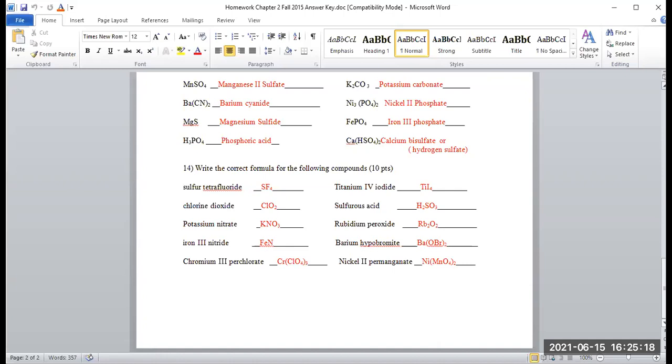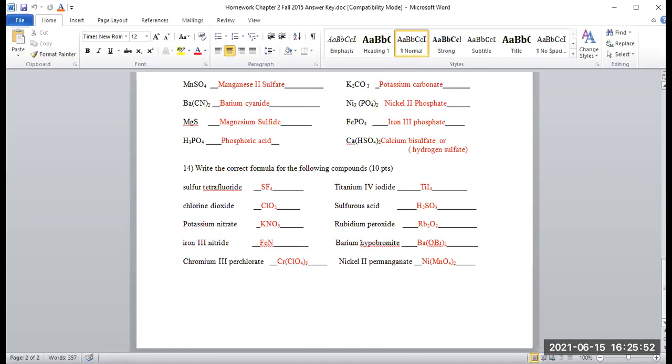Sulfur tetrafluoride, the tetra is your indication that there are 4 fluorines. Chlorine dioxide, the di being the indication for 2 oxygens. Potassium nitrate, it can't be just a K and an N, it must be an NO3, because if it was just a K and an N, or some variation thereon, it would be nitride, not nitrate, which then brings us to the one below it.